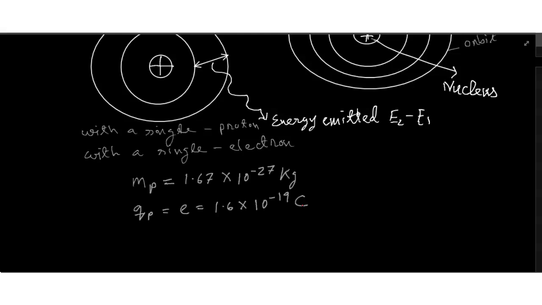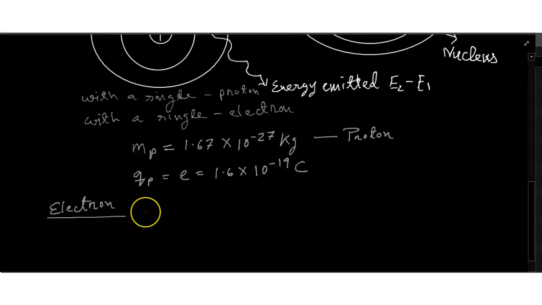Let's now consider the electron. It has mass Me equal to 9.11 times 10 to the minus 31 kg.